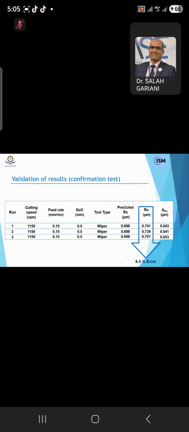As we see here, this is the predicted surface roughness by the software, by Minitab, this is the real measured surface roughness, and this is the difference. It's very, very small. This is in micrometer, and the error is 6.4%. So that means a good confirmation between the predicted surface roughness by software and the real experimentation.